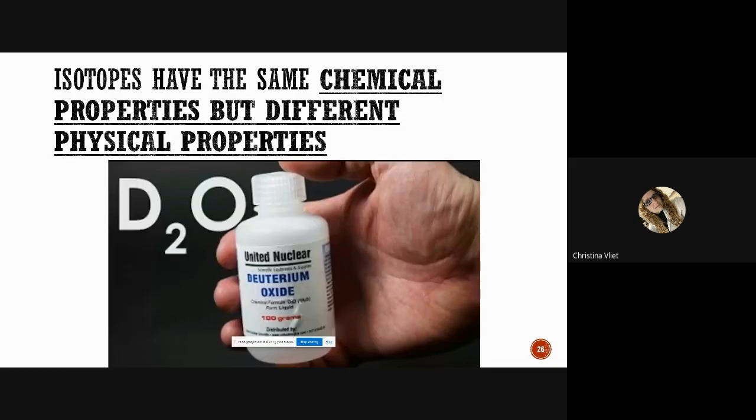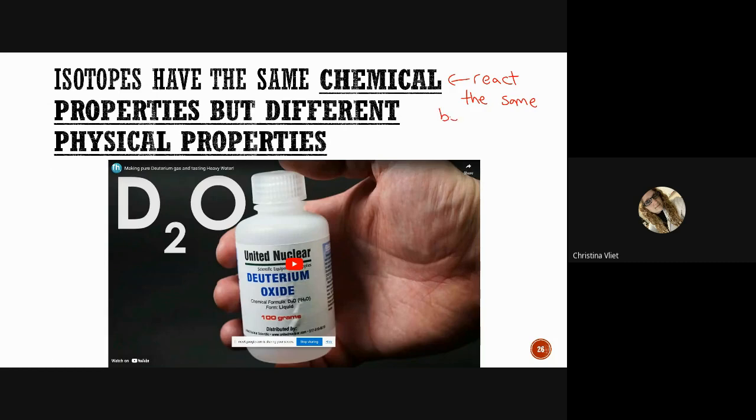Okay, so isotopes. What you need to remember is because they are of the same element, and elements are in the same group of the periodic table, they act the same way. If I have the same element, it will always react the same chemically. So all isotopes react the same because they have the same amount of valence electrons.